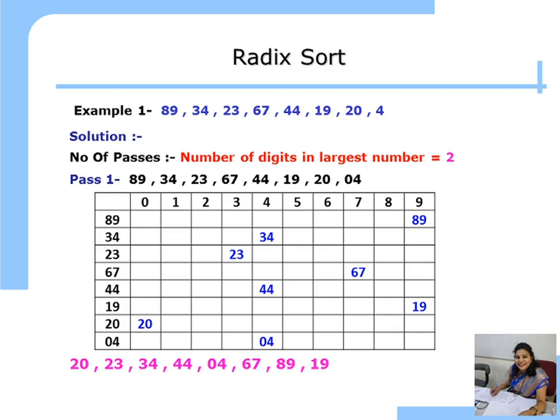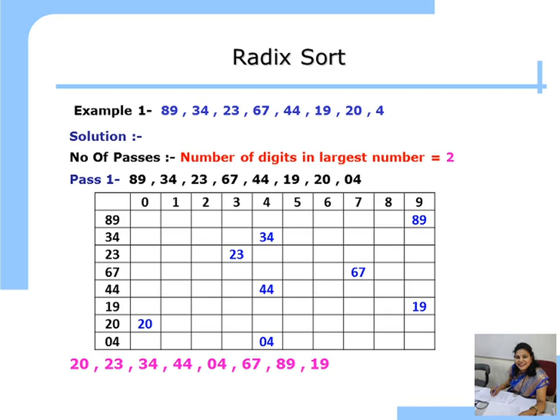This is the end of pass 1. Pass 1 is based on the unit position of the number. Whatever numbers you collect, we again input them to the second pass. So in the second pass we take the input: 20, 23, 34, 44, 04, 67, 89 and 19. And we again repeat the procedure, but in the second pass we consider the tens position instead of the unit position.